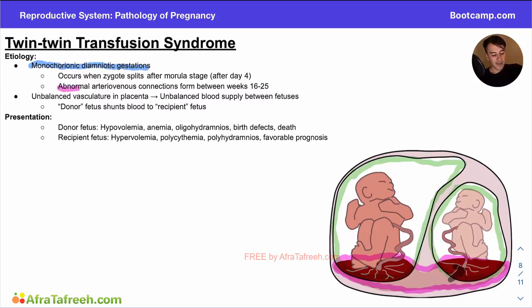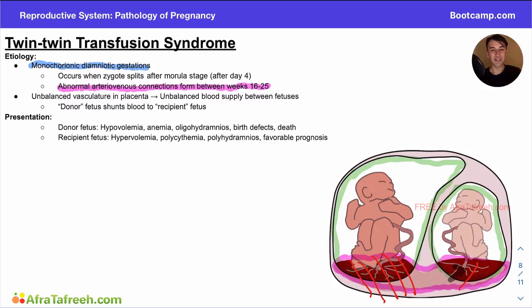And essentially we have abnormal connections between the two fetuses sometime between week 16 and 25. So you can imagine that the placenta is full of a bunch of vasculature that's moving in different directions, and essentially a lot of vasculature is going to come over to one fetus and maybe only a little bit of vasculature is going to the other. So you can think of it as a shunt. One fetus is getting a lot of blood and the other is getting a little blood.